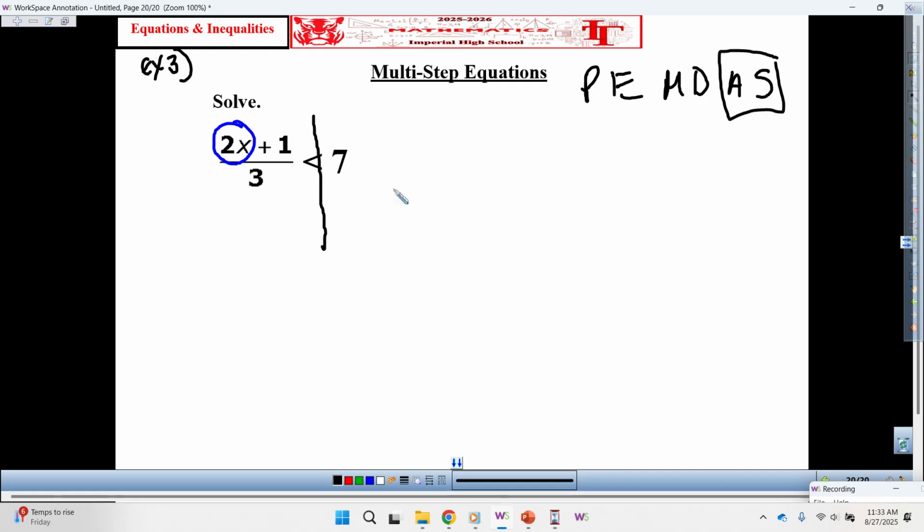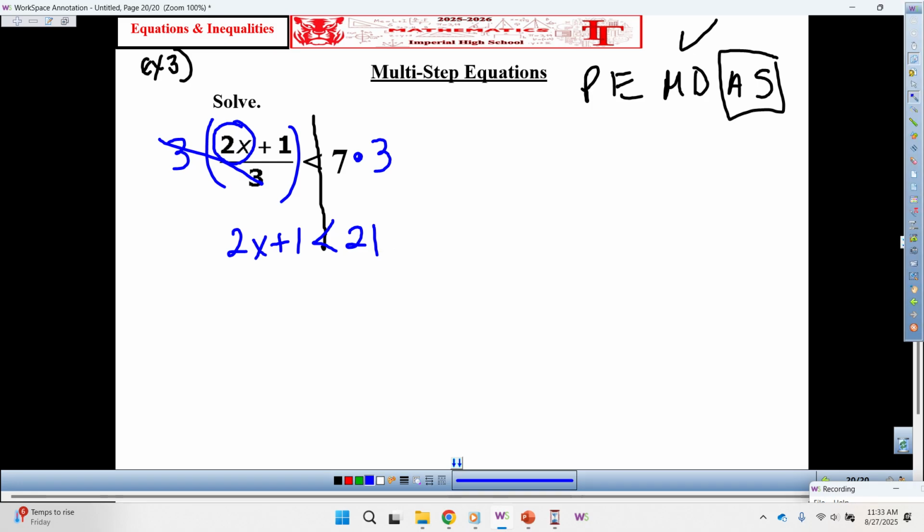Addition and subtraction, but in this case, we have this in there that we can't really get to the x. So that means the second thing we get to is what? Multiplication and division. So let's start there. So if the 3 is dividing, what is the opposite of division? Multiplication. So we multiply times 3, multiply times 3. So we're left with 2x plus 1 less than 21. From there, you should be able to finish it off, graph it, and write your solution set. I'll give you guys some time. Go.